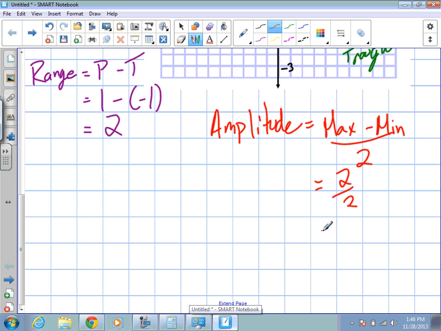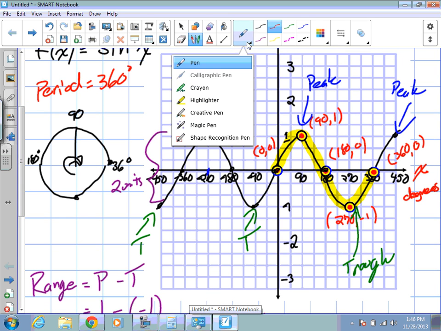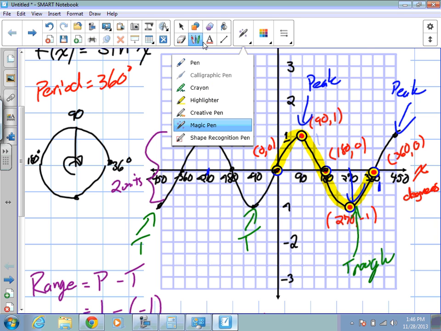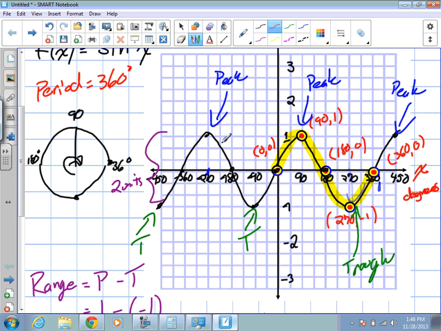1, that's right. So going from the middle of this wave, the distance to the highest point is 1 unit, which is the exact same as the distance to the lowest point, which is 1 unit. This is called the amplitude of a function. Okay? So from here to here, or here to here, both known as the amplitude.